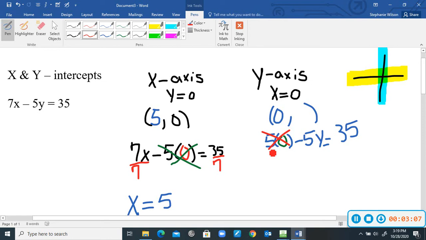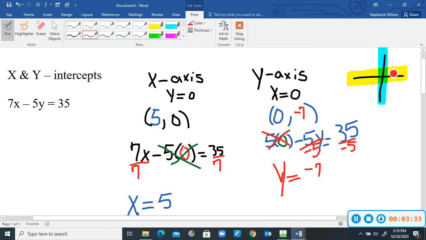And we need a positive 1 on my y value. So to undo multiplication, I need to divide by that negative 5. And then I say y is equal to positive 35 divided by negative 5, which is negative 7. So that ordered pair is 0, negative 7. So I can plot both of these on this line.